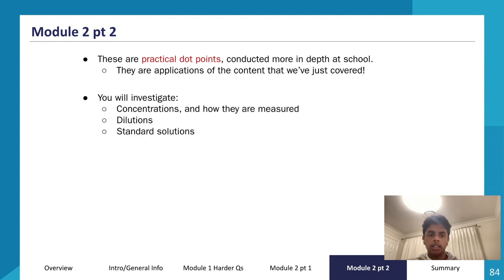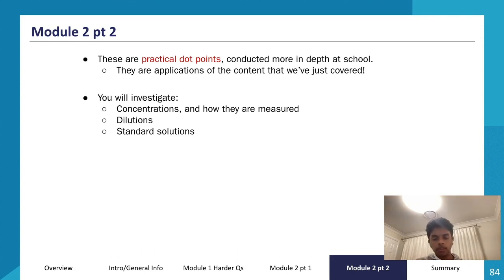So the thing with these are practical dot points. So they're conducted more in depth at school, and they're basically applications of the content that we've already just covered. In these dot points, you'll investigate concentrations and how they're measured, dilutions, standard solutions, etc. So not too much that we can cover within our 2-hour lecture, but you will cover them more in depth at school. And if you've got a solid understanding of the content that we've covered so far, then you should fare pretty well when you encounter these practical dot points.